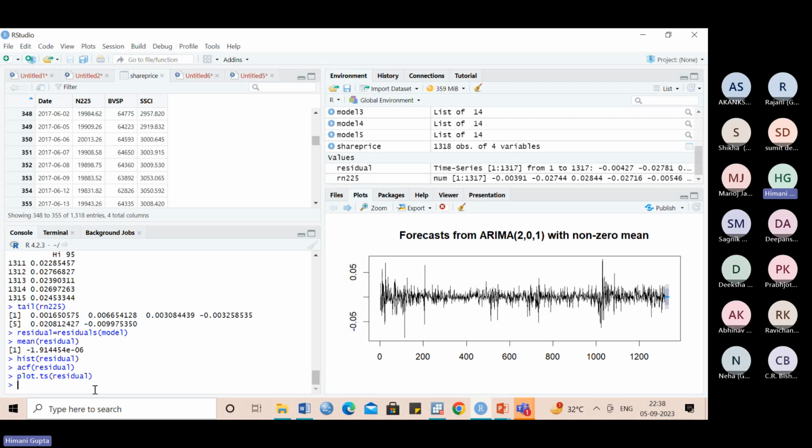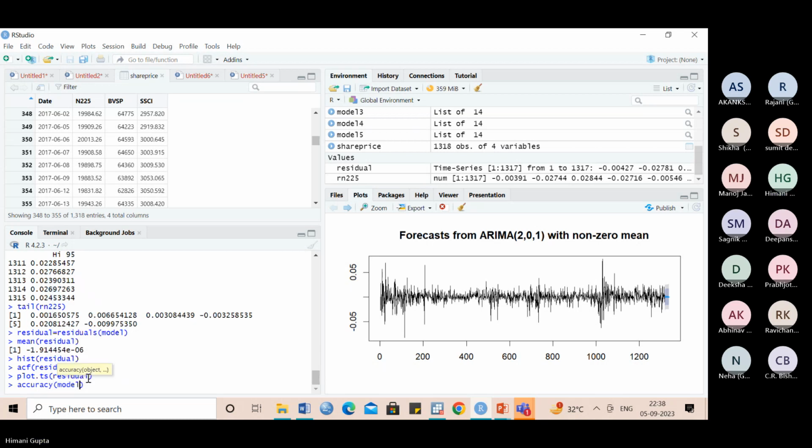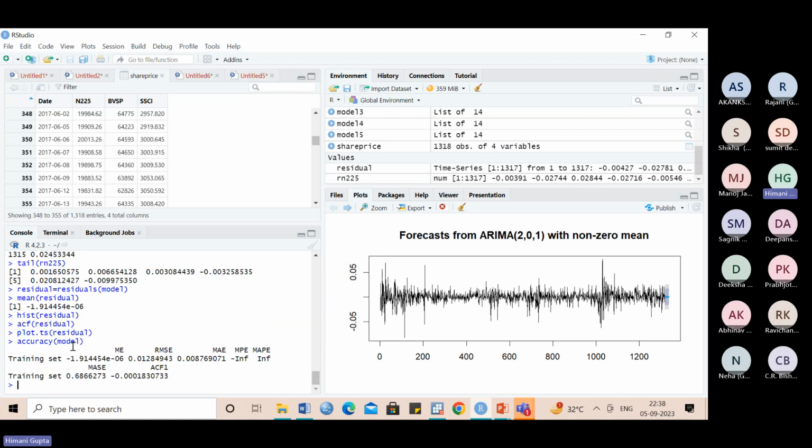Now, the last part, how to check the accuracy, whether your model is accurate or not. So just write accuracy and the name of your model. My name of the model is model. So now you can check the accuracy. Your ME is there, RMSE is there, MAE, MPE, MAPE. These are your different error terms.